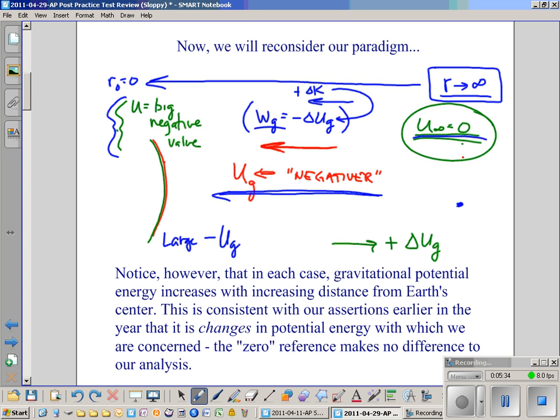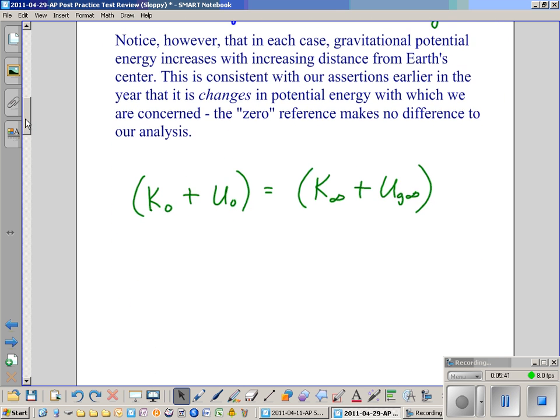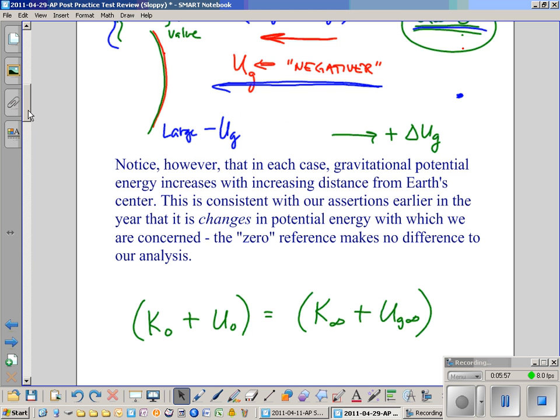Now, this, as weird as it seems, is still consistent with what we've talked about before, that gravitational potential energy increases with increasing distance from Earth's center. That's no different. As we move away, we get a larger gravitational potential. As we move back, we get a smaller one. We've talked before about how where zero is makes no difference. It doesn't matter what we call zero; it's the changes in gravitational potential that are pertinent to our analysis. I'm going to call that the end of the first video, and we'll go from there for the second one.